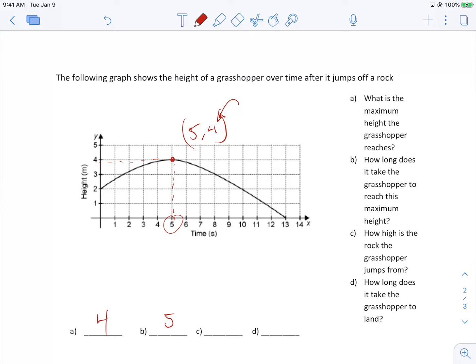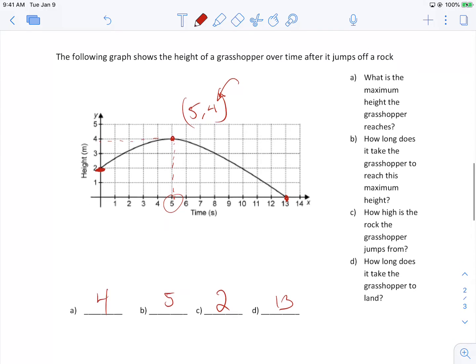How high is the rock the grasshopper jumps from? So that's basically what is our starting value here. And that looks to be right there, that 2 meters. That's what we started off at. That's our y-intercept. And how long does it take the grasshopper to land? Well, it started here, and then it jumped up, and it came all the way back down, eventually landing when the time was 13 seconds.